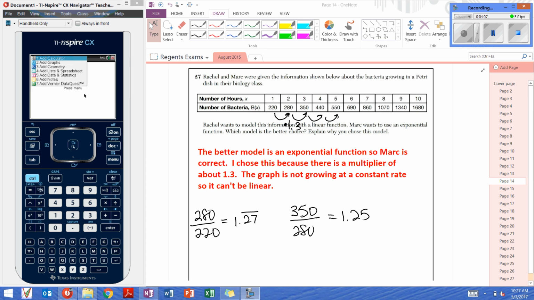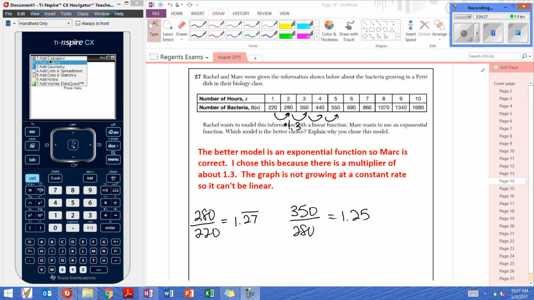As long as it's a constant value that's being added every time, then we know that it's linear. So Rachel thinks it's linear and Mark thinks it's exponential. If you tried to prove Rachel right, you would have found that she was actually wrong. The number that you added every single time for the bacteria was not correct. So what I found was that there was actually a multiplier.